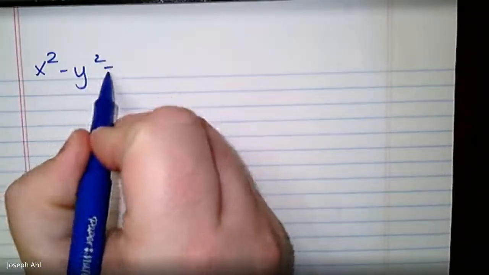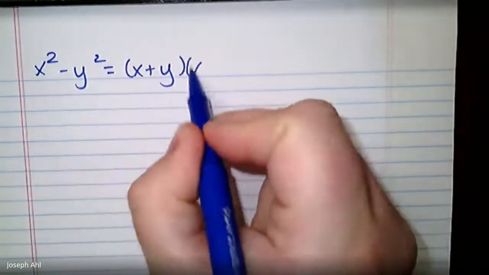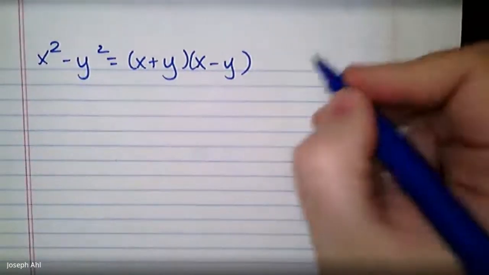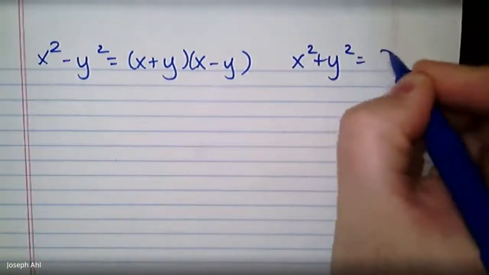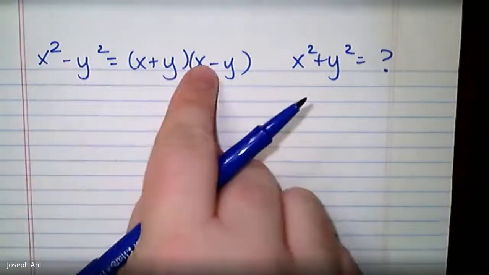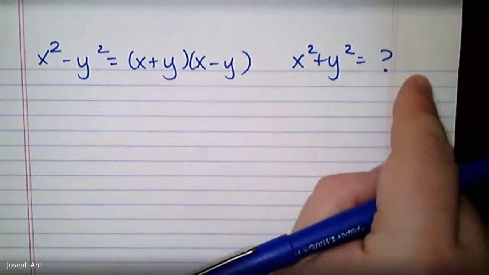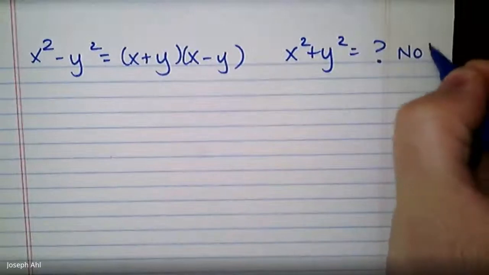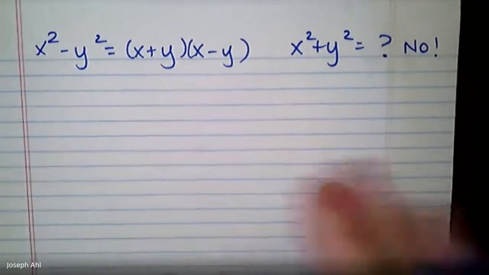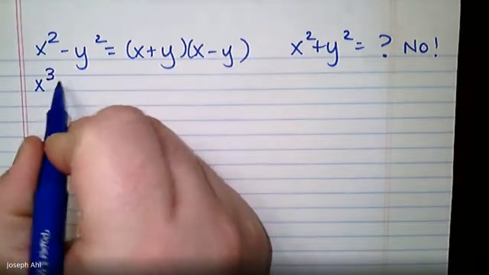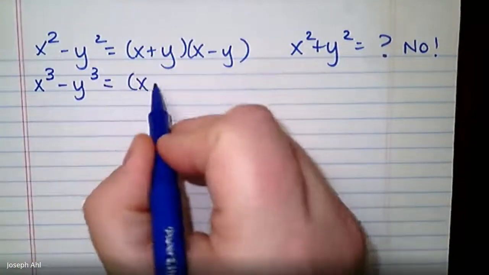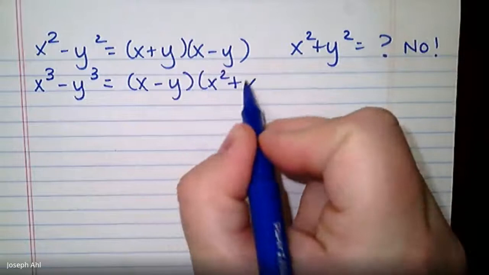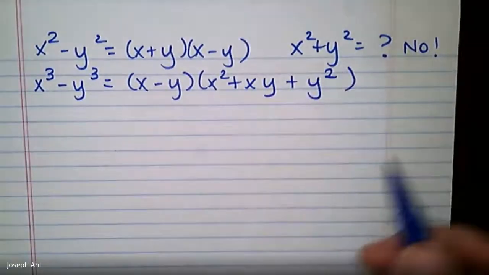Okay, so we know two kind of major patterns. We know x squared minus y squared is this, x plus y times x minus y. What about x squared plus y squared? So we have a difference of perfect squares. Do we have a sum of perfect squares technique? And the answer to that would be no, we do not. And we now know the pattern for x cubed minus y cubed. X minus y times x squared plus xy plus y squared.